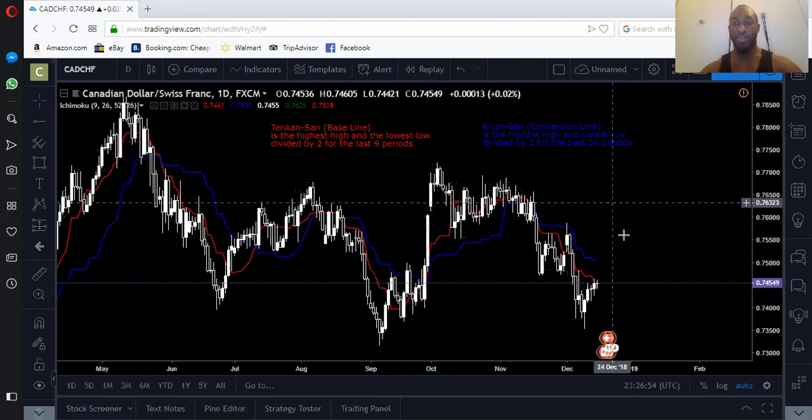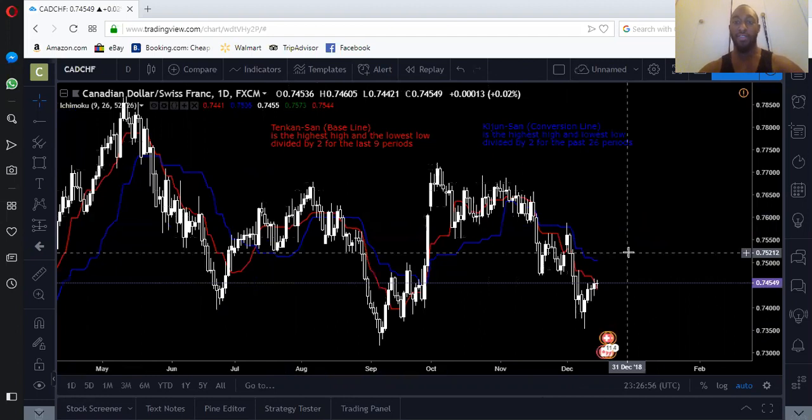Now your Kijun-sen is your conversion line. It's the highest high and the lowest low divided by 2 for the past 26 periods. This is what helps form the Kumo cloud.